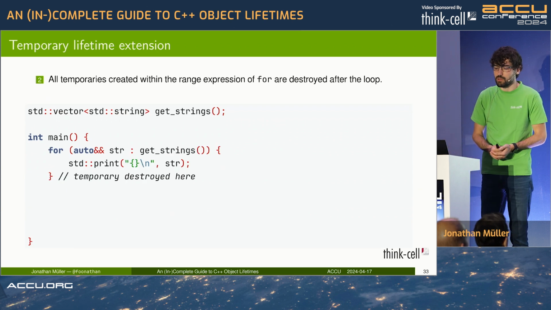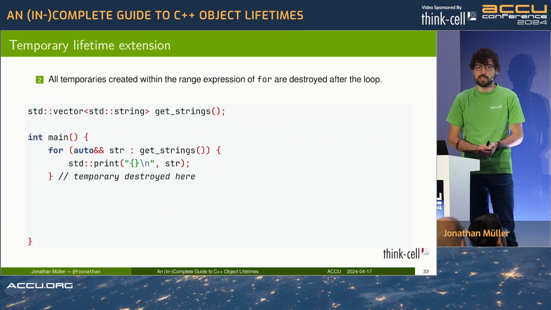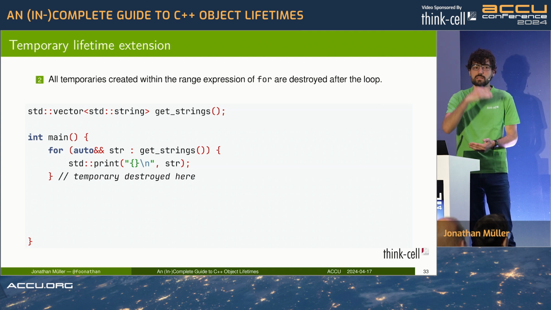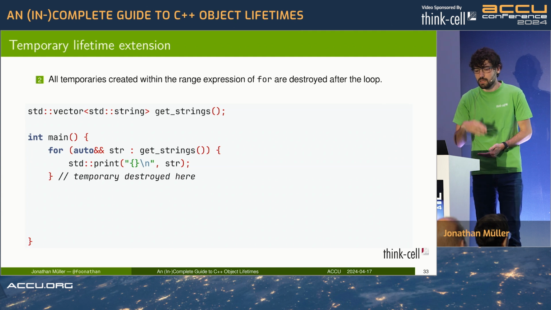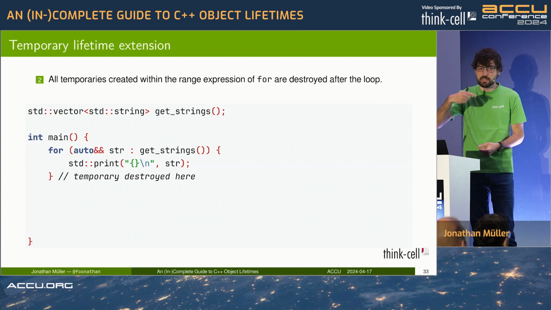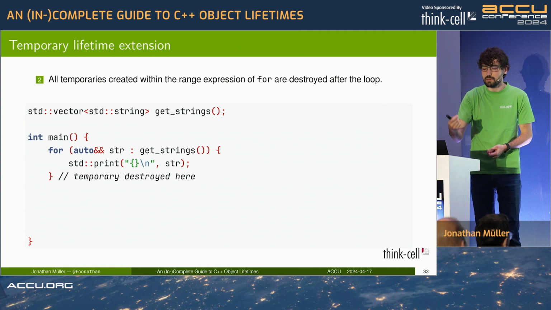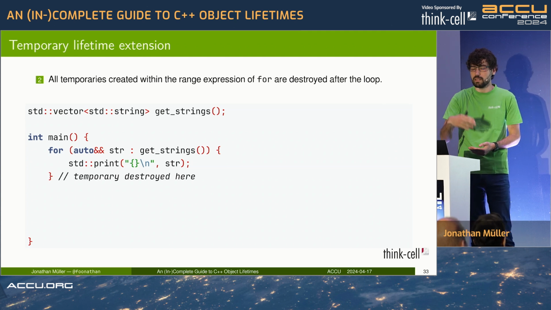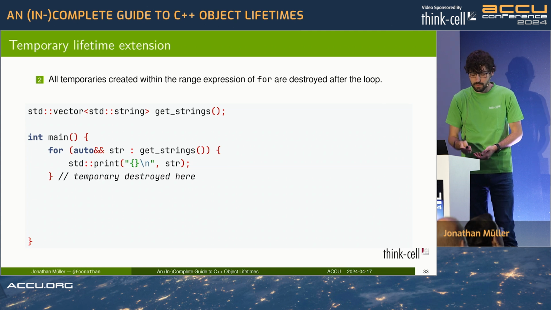The second case is when we've got temporaries created within the range expression of a for loop. So everything after the colon, all temporaries created in there are going to live as long as the for loop lives. So in this case, we are iterating over all the strings returned from getStrings. This is also going to create a temporary object, and that temporary object that holds our strings is destroyed when we are done with the loop. So everything inside the loop can safely access it.